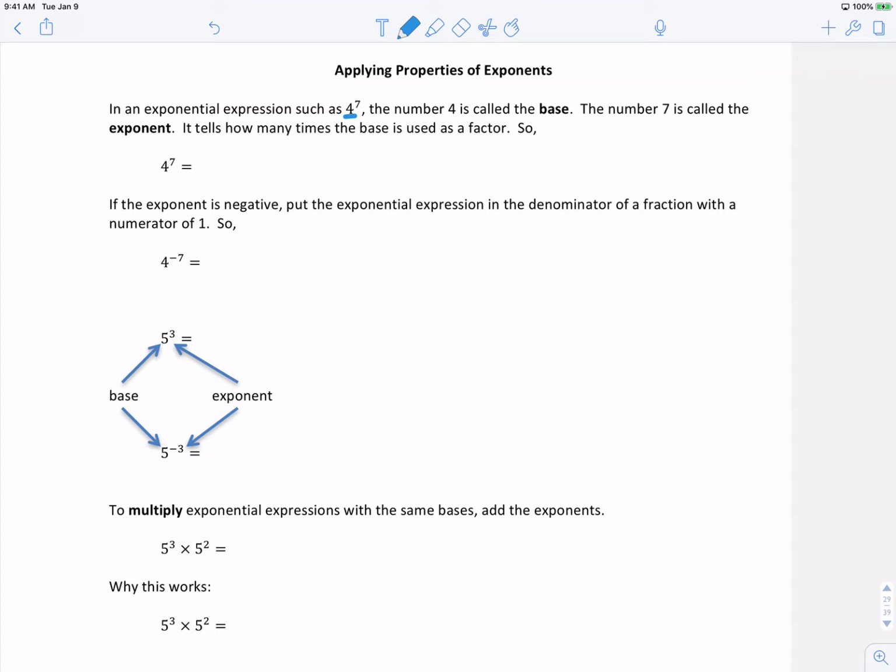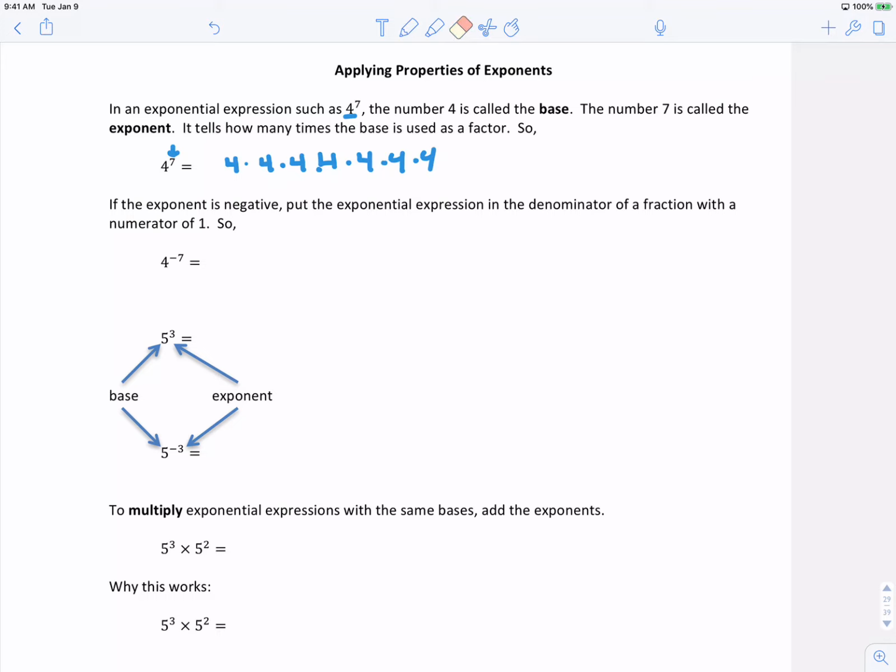So what's the meaning of 4 to the 7th? You've done this several times. The exponent tells us how many times to write the base. So this exponent here of 7 says write the base of 4 down 7 times. And we would multiply and get whatever we get.